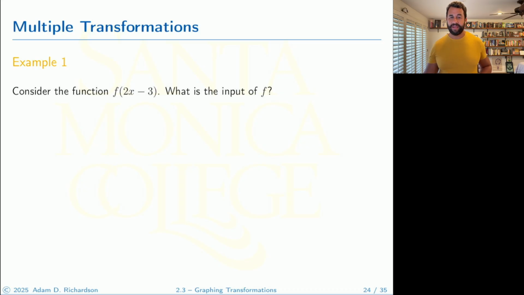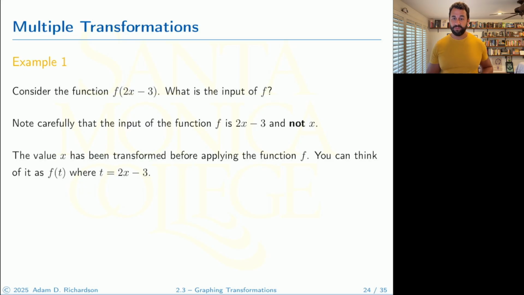All right. Now we've got to be careful, because remember, the input of the function is the stuff in parentheses. So in this case, the input of the function is 2x minus 3. It is not x. The input is the stuff that goes inside the box. In this case, 2x minus 3 is what's going inside the box, not x. We're taking 2x minus 3 and dropping it into the function, right?